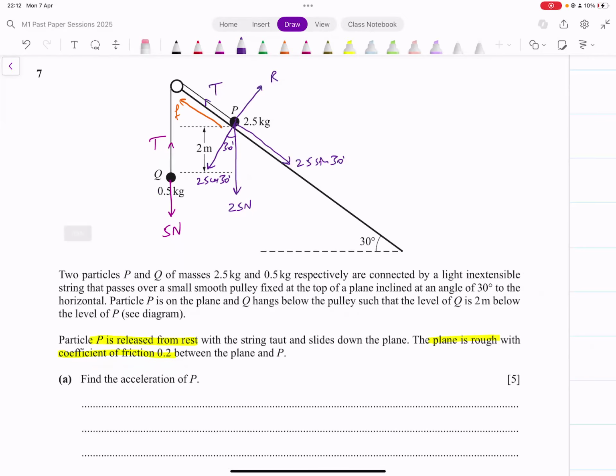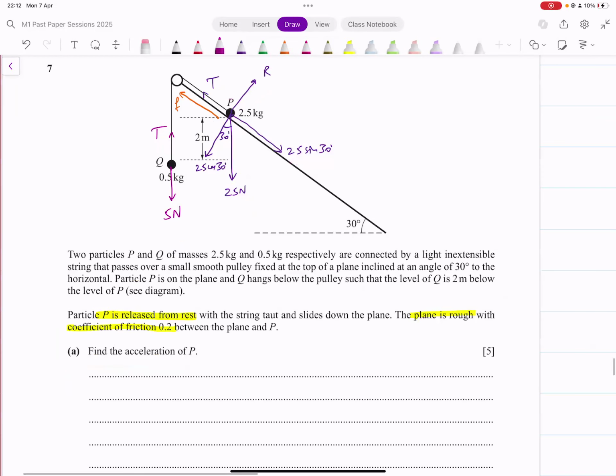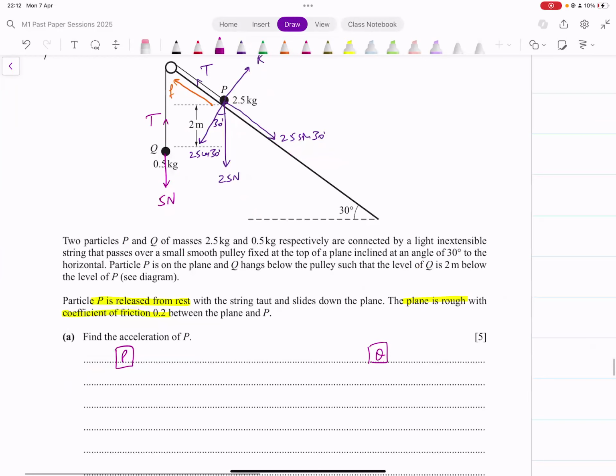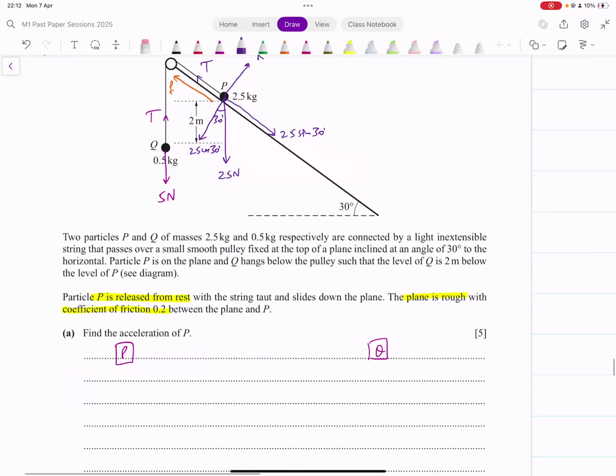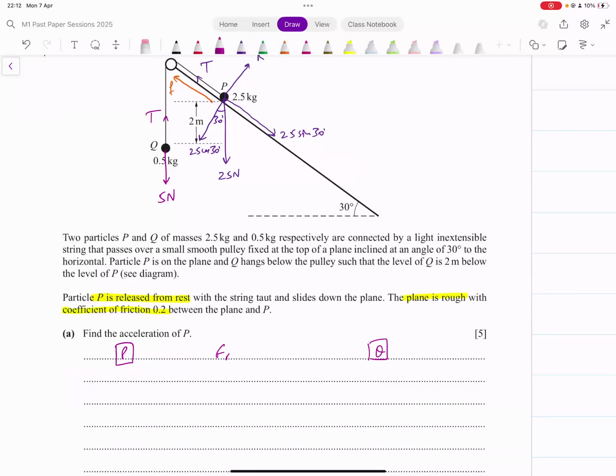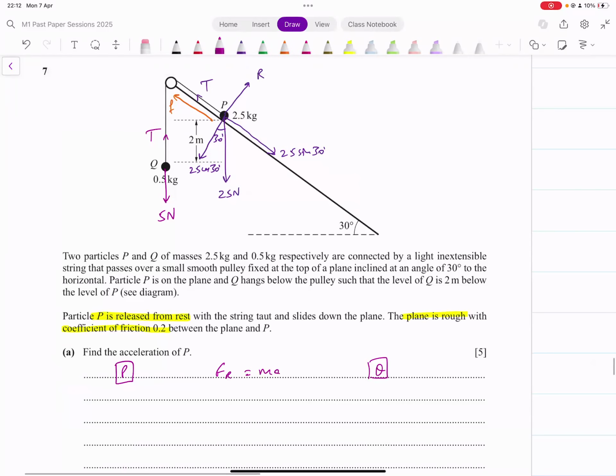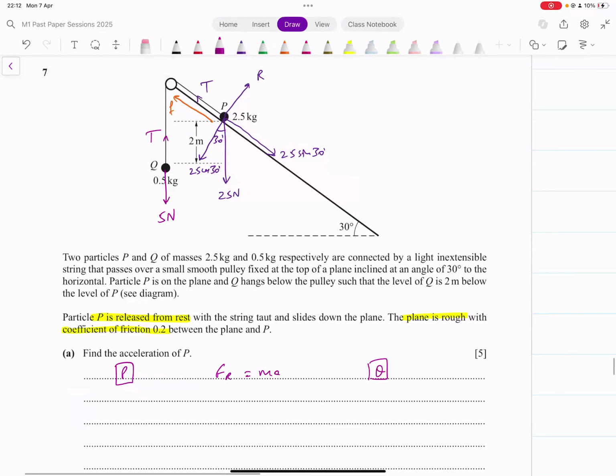Let's apply that on P. We're using resultant force equals mass times acceleration. What's the forward force? The forward force is 25 sin 30 because it's moving down the plane. The backward force is tension and also friction, equals 5 times acceleration. That's one equation that we have.